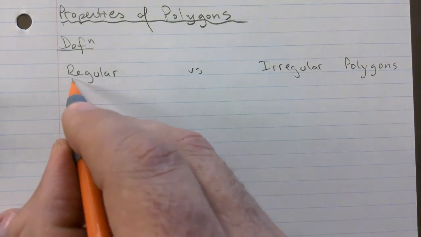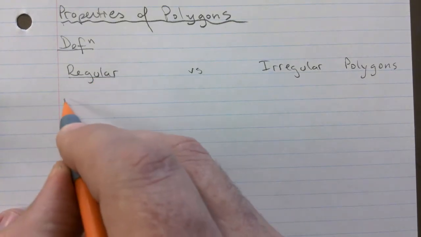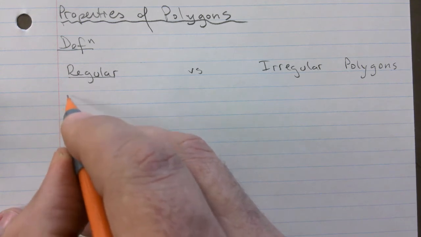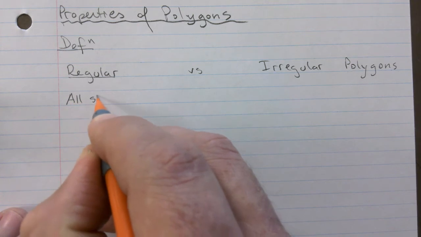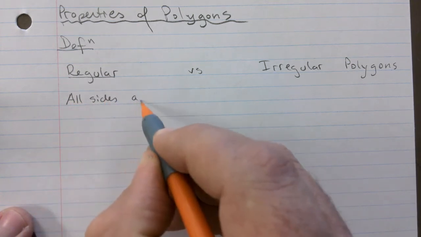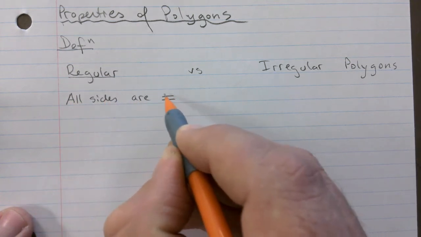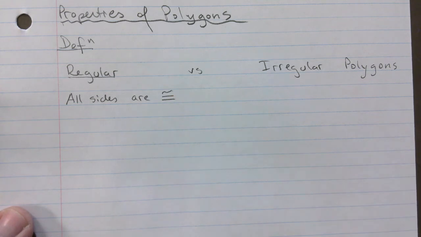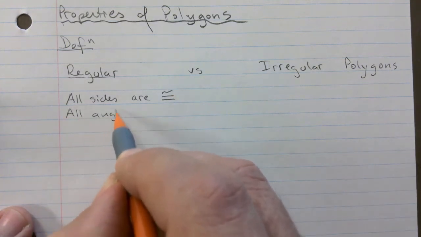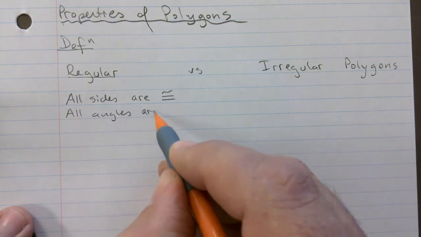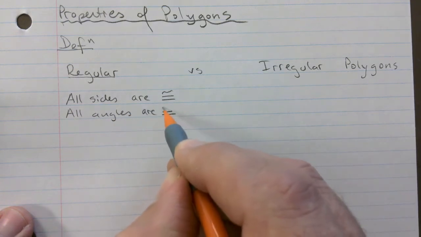So the check mark for a regular, or the two tests you need to perform, would be to check if all sides are congruent. And the second, all angles are congruent as well.